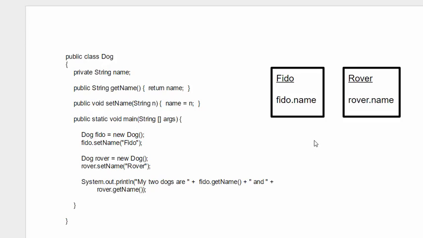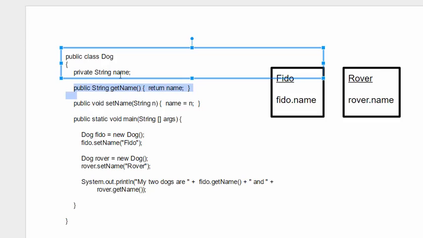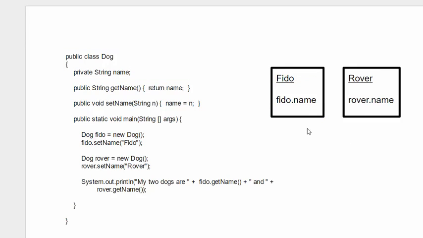But going forward, I'm going to ask you to make a radical change to your thinking. I want you to think about these methods, along with these variables, as being unique to each object. In other words, I want you to think about it as if Fido has its own separate copy of getName versus Rover. Why does this make sense?